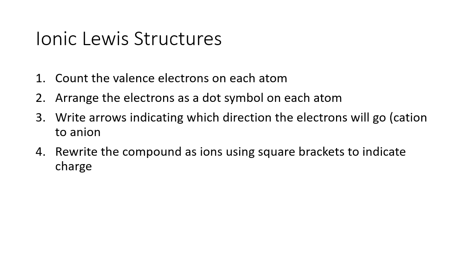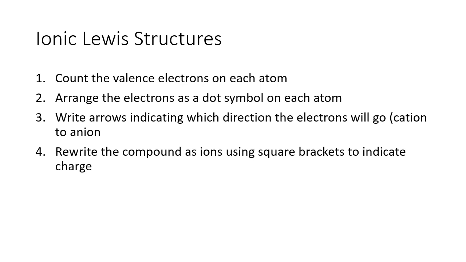Okay, so let's do an ionic Lewis dot structure. And what do I mean by ionic? This is an ionic compound. So the first thing you're going to do is count the valence electrons on each atom. You will then arrange the electrons as a dot structure on each atom. Write the arrow indicating the direction the electrons will go, cation to anion, and finally rewrite the compound using the ions as ions using square brackets to indicate charge.